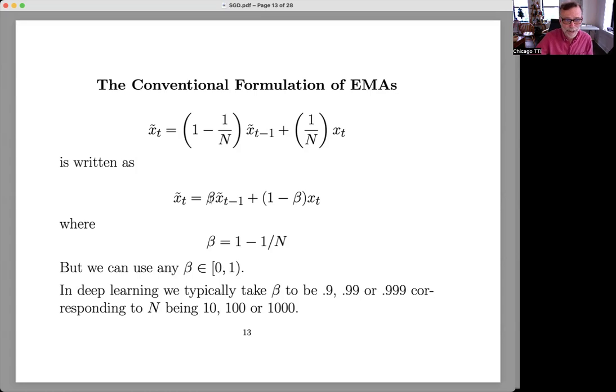So this can be any convex combination, with beta being a real number. But intuitively, beta is typically taken in deep learning to be 0.9, 0.99, or 0.999. And these values of beta correspond to n being 10, 100, or 1,000, just by this correspondence. So when you see beta being 0.9, think that you're averaging over the most recent 10. When it's 0.99, it's the most recent 100. 0.999 is the most recent 1,000.